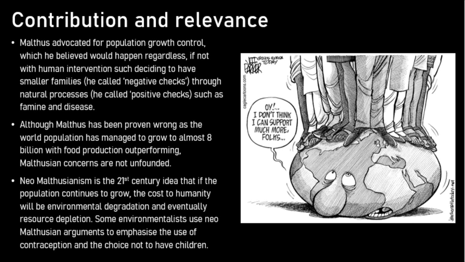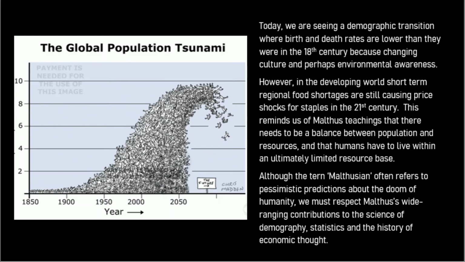Neo-Malthusianism is the 21st century idea that if the population continues to grow, the cost to humanity will be environmental degradation and eventually resource depletion. Some environmentalists use Neo-Malthusian arguments to emphasize the use of contraception and the choice not to have children. Today, we are seeing a demographic transition where birth and death rates are lower than they were in the 18th century because of changing culture and perhaps environmental awareness.